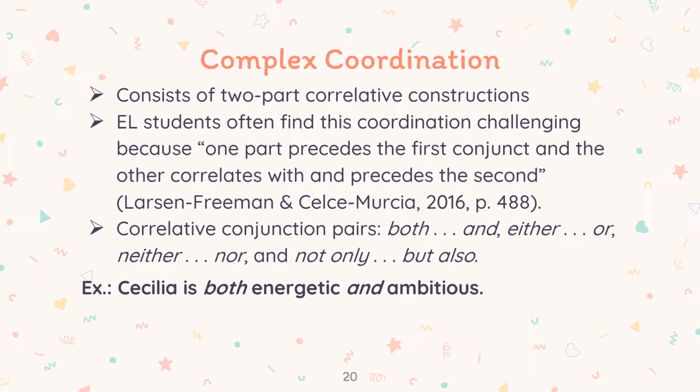Now moving on to complex coordination. This consists of two-part correlative constructions. EL students often find this coordination challenging because one part precedes the first conjunct and the other correlates with and precedes the second. So it's just a little bit more complicated of a construction. Correlative conjunction pairs include both...and, either...or, neither...nor, not only...but also. An example is Cecilia is both energetic and ambitious.